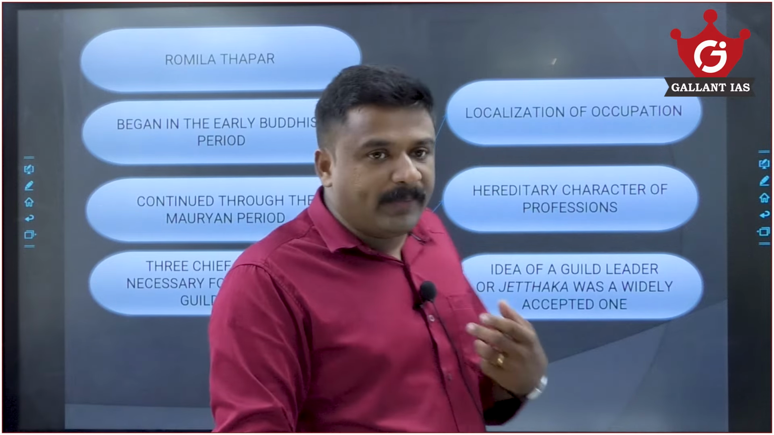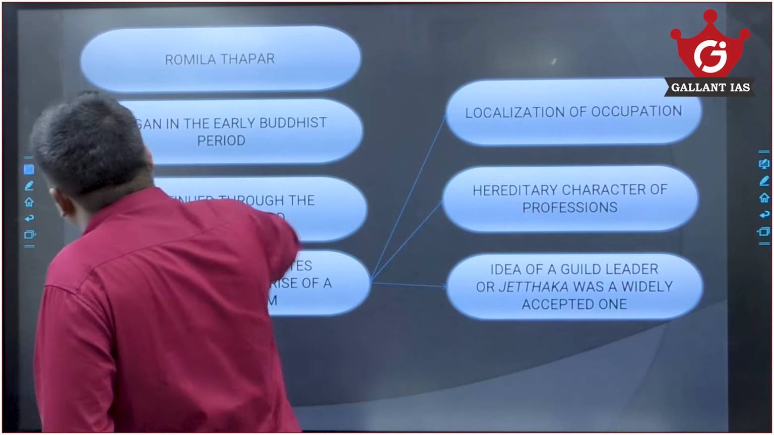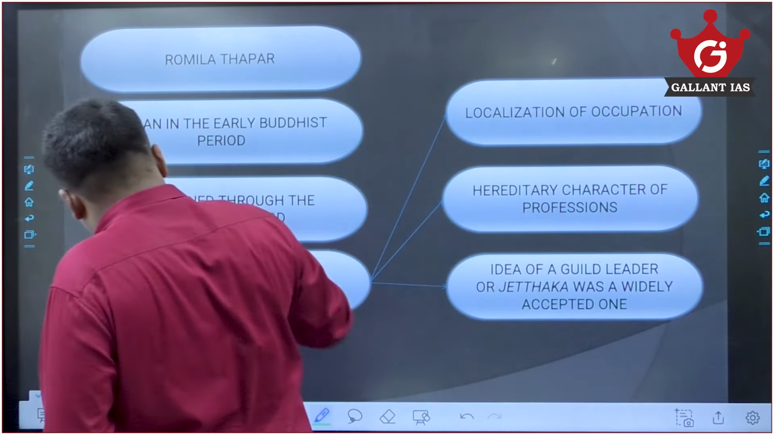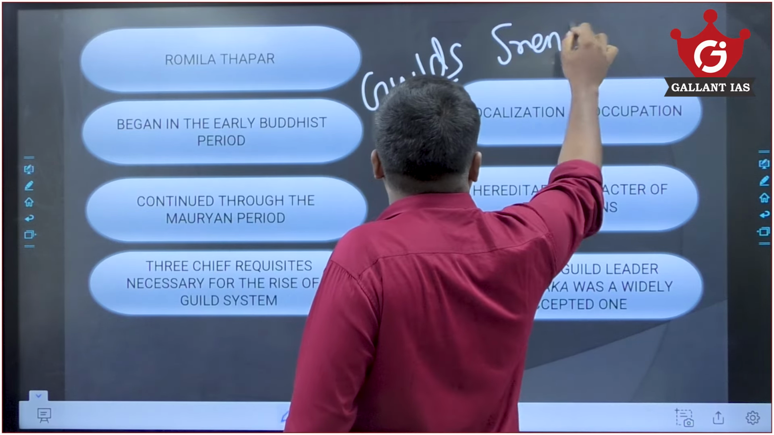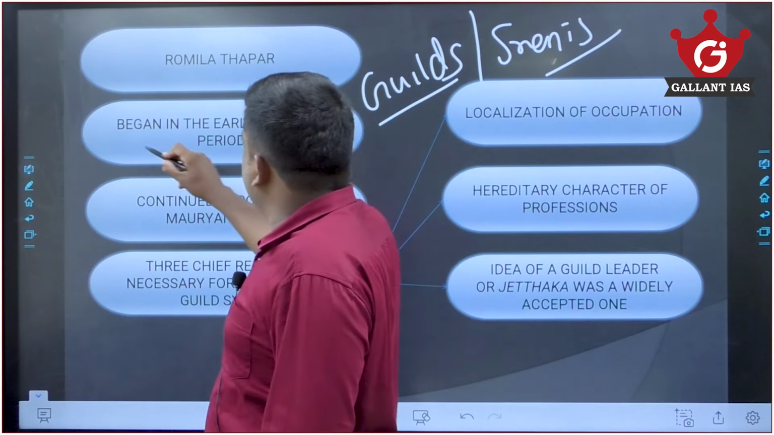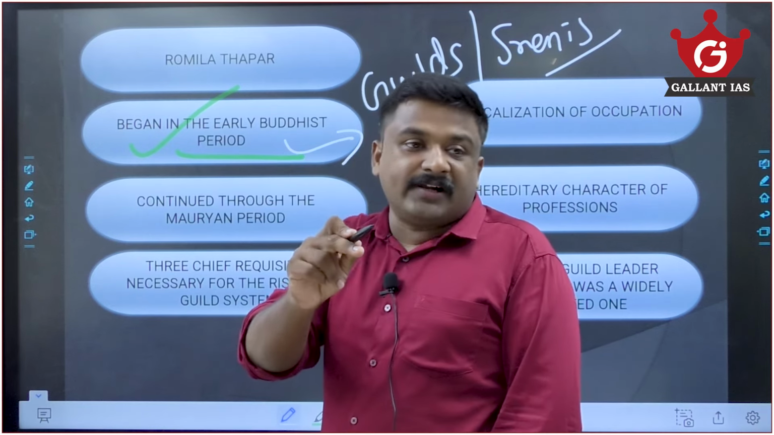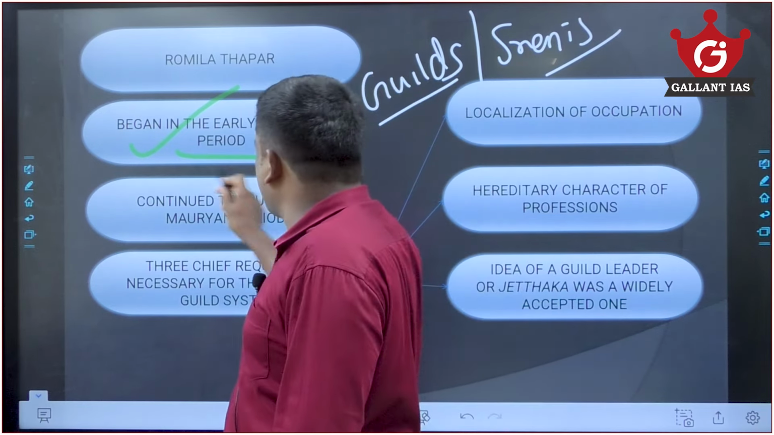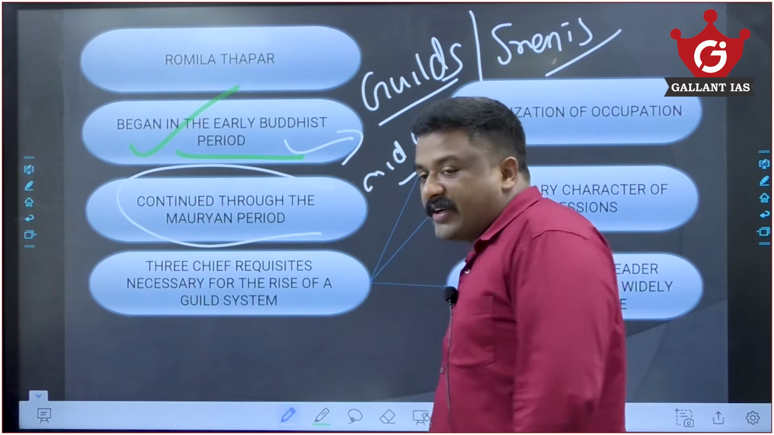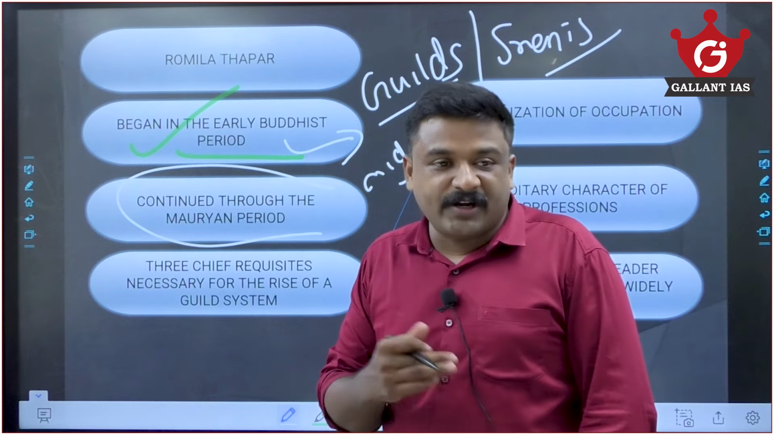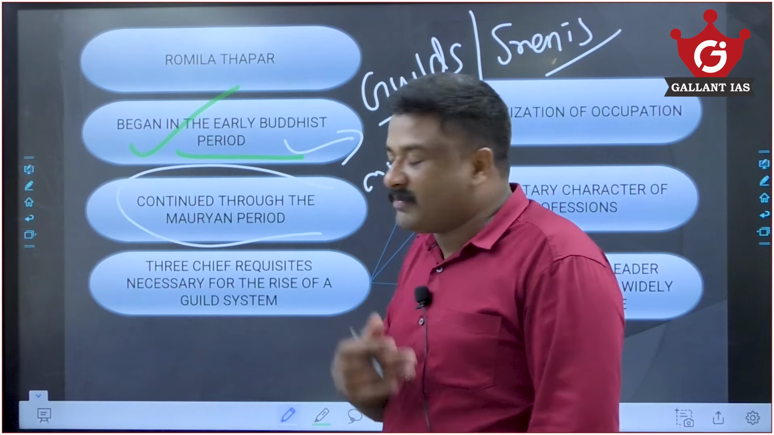According to Romila Thapar's view, what she suggests is that guilds or Shrenis, their history begins in the early Buddhist age. They continued through the Mauryan age. That means from the mid of the 6th century BC, the history of the guild started. Or maybe the trade unions started emerging from the mid of the 6th century BC onwards.